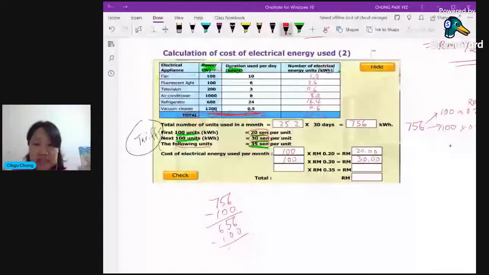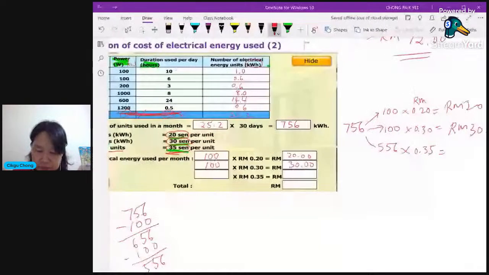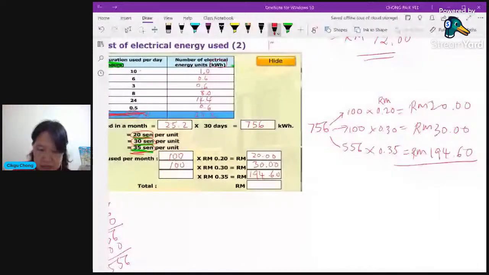So let's see how much is this. 556 times 0.35. You get, this is 194, if I'm not mistaken, correct? 556 times 0.35. Alright, you will get, that looks very expensive. RM194.60. So now only you have to add everything up. So 194.60 plus the 50 ringgit up there. What is your total? 244 ringgit and 60 cents.